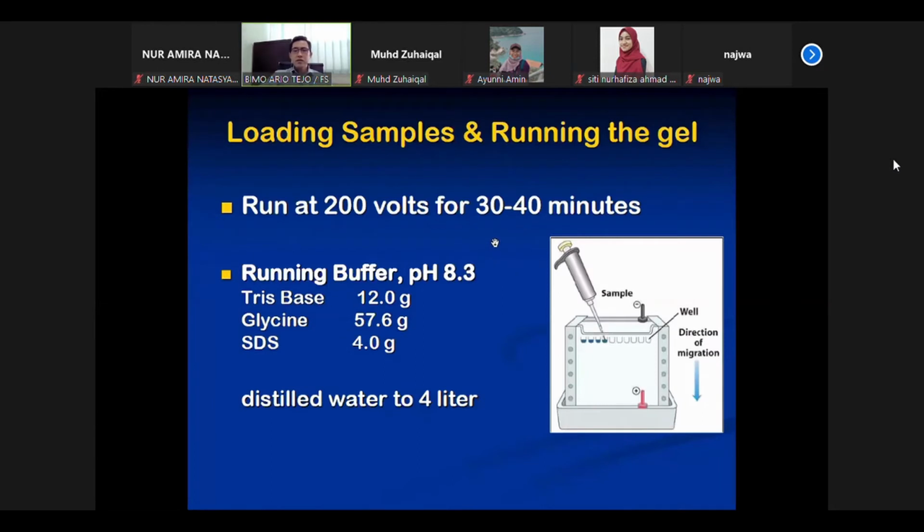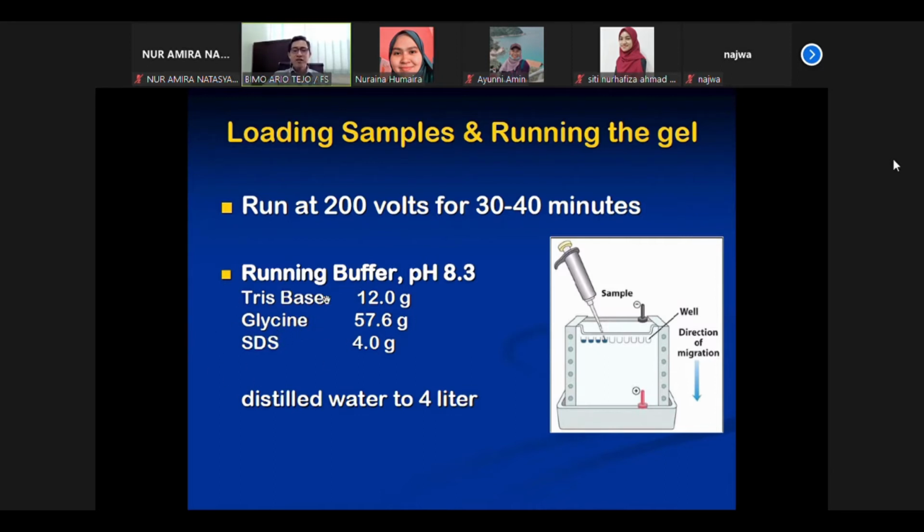So this is the practical aspect. We run at 200 volts for 30 to 40 minutes, and this is the buffer yang kita guna, pH 8.3. So it's a bit basic because we use Tris base, glycine, and SDS. SDS is what? Ingat tak SDS tadi apa? What is SDS? Sodium dodecyl sulfate polyacrylamide gel electrophoresis. SDS is sodium dodecyl sulfate. Polyacrylamide gel electrophoresis is PAGE. So SDS is a detergent.